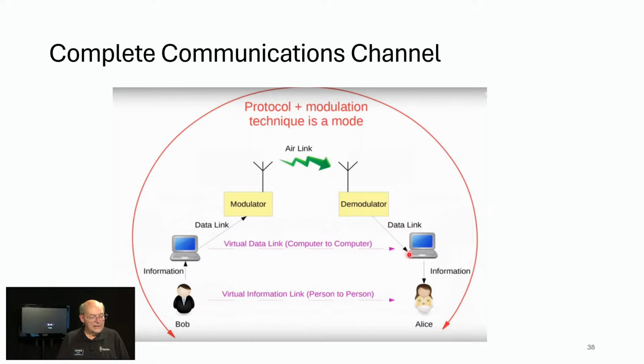So here's the complete communication channel. We go from Bob, information into a computer. We modulate a transmitter. We demodulate it over here. It comes down to Alice. So we've got a virtual data link, computer to computer. And then we have a virtual information link, which is person to person.